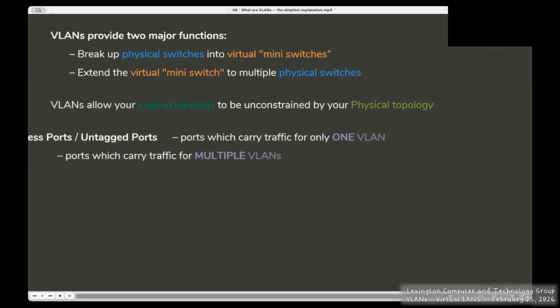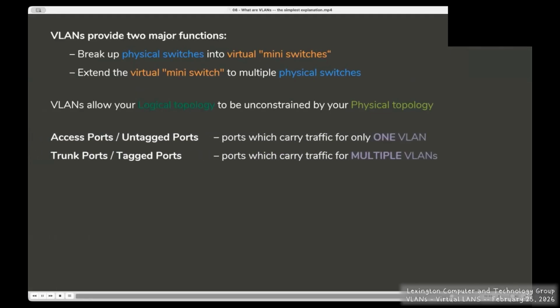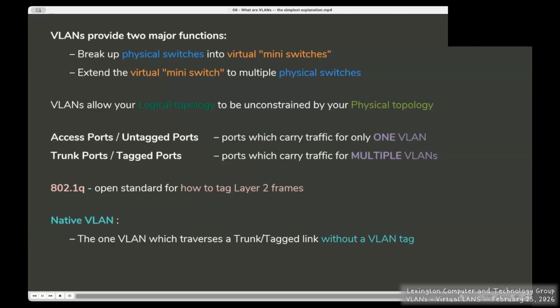We learned that access ports, or untagged ports, are ports which carry traffic for only one VLAN. And we learned that trunk ports, or tagged ports, are ports which carry traffic for multiple VLANs. We learned that the standard for tagging traffic is known as the 802.1q standard. And we learned that the native VLAN is the one VLAN which is allowed to traverse a trunk or tagged link without a VLAN tag. So hopefully that gave you a good overview of what a VLAN is, and perhaps how it differs from subnetting.